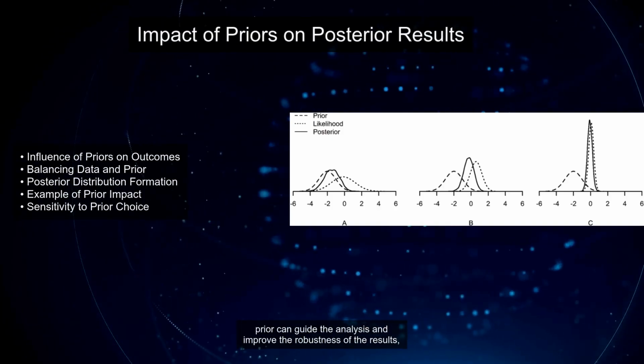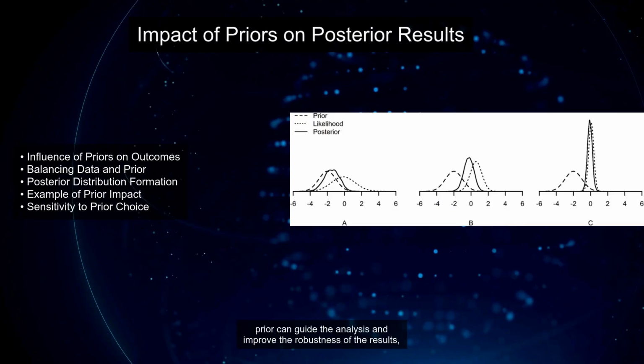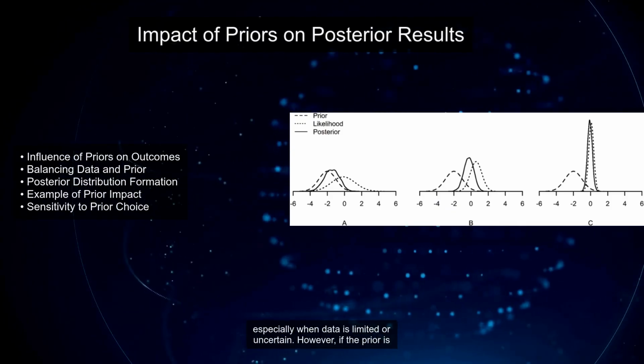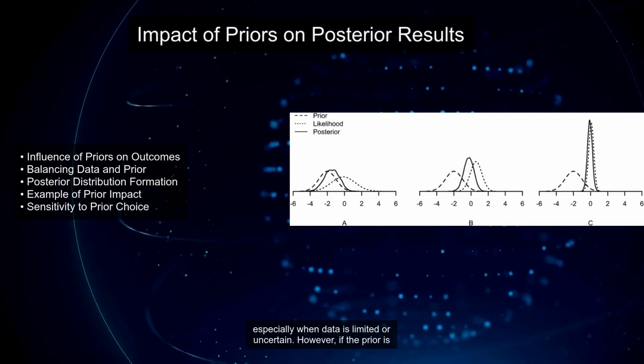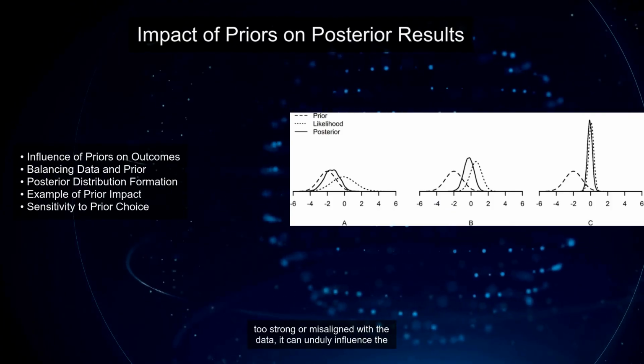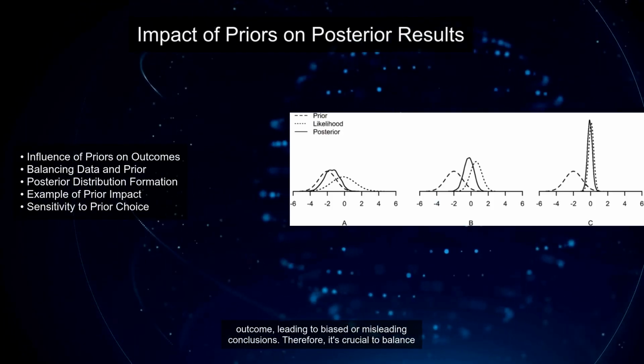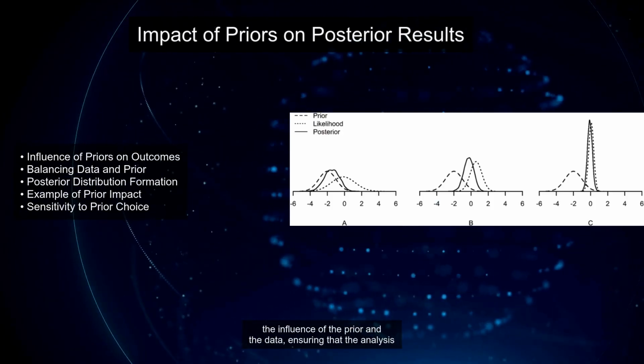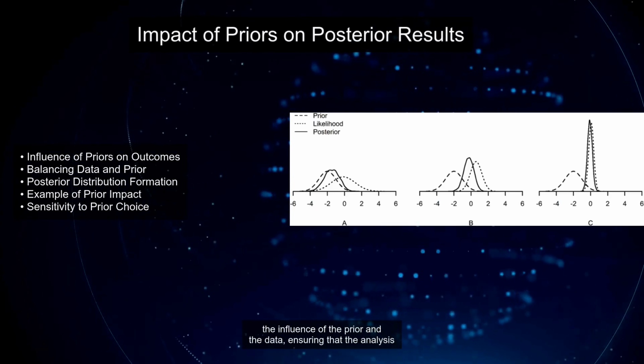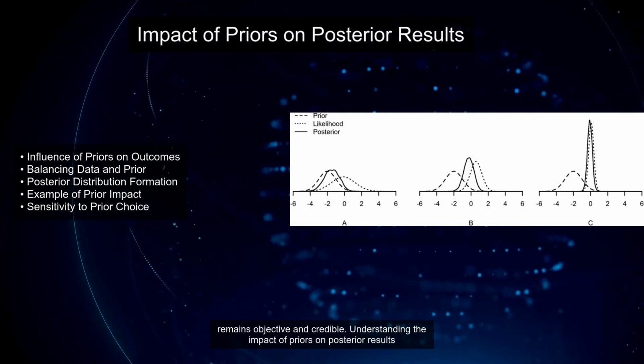A well-chosen prior can guide the analysis and improve the robustness of the results, especially when data is limited or uncertain. However, if the prior is too strong or misaligned with the data, it can unduly influence the outcome, leading to biased or misleading conclusions. Therefore, it's crucial to balance the influence of the prior and the data, ensuring that the analysis remains objective and credible.